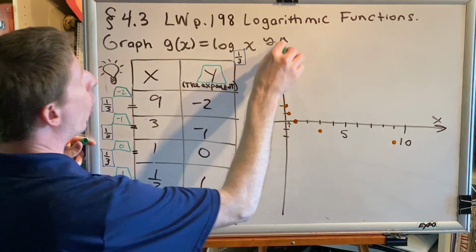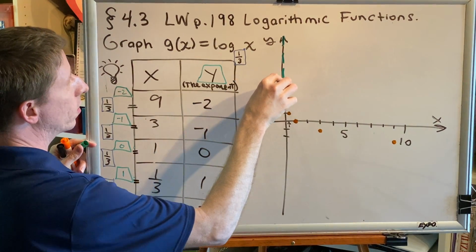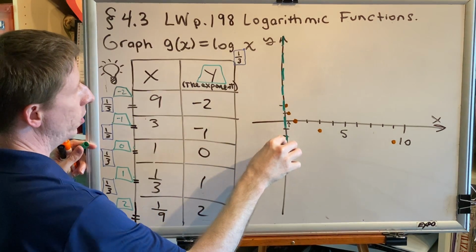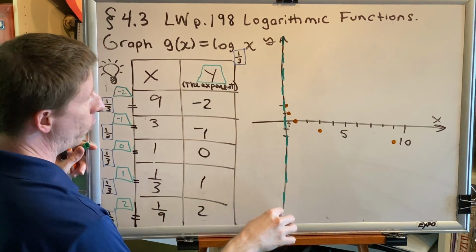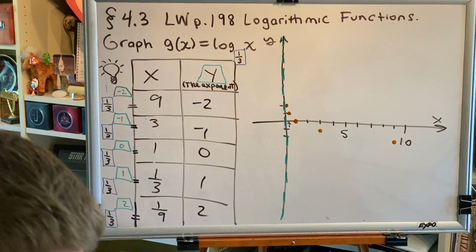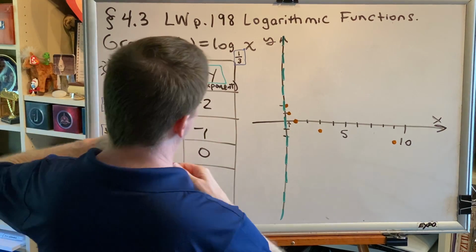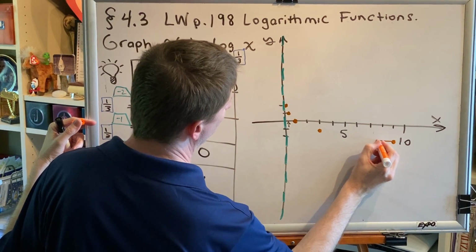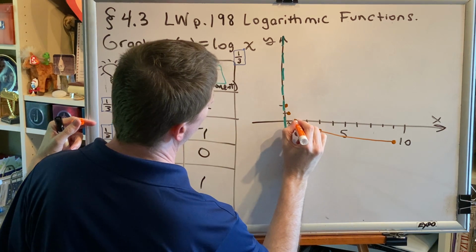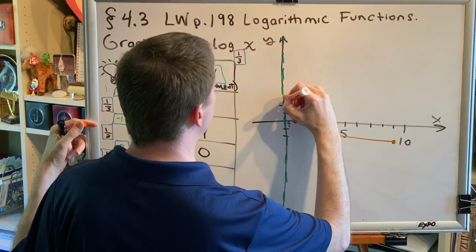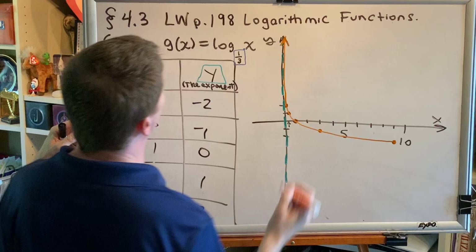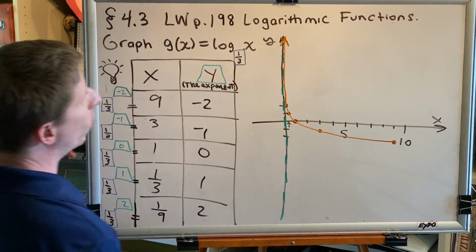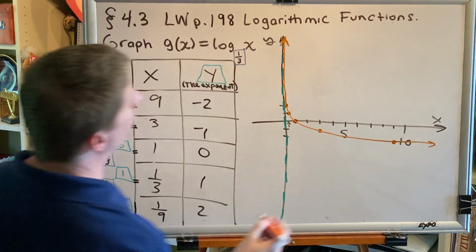And our asymptote is the y-axis itself. So the orange dots approach but never reach the green dashed line. Connect the dots together, and this gives us our graph. This is the graph of y equals log base 1/3 of x.